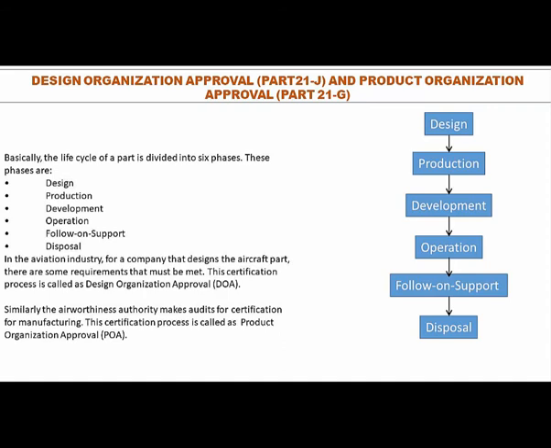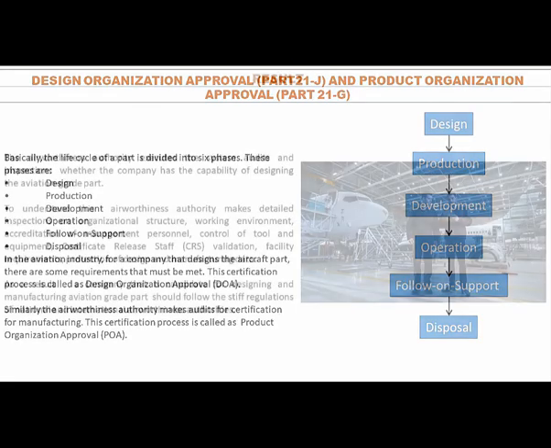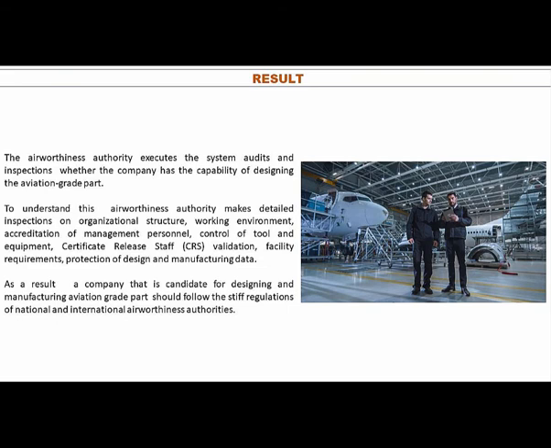Similarly, the Airworthiness Authority makes audits for certification for manufacturing. This certification process is called Production Organization Approval, abbreviated as POA. The Airworthiness Authority executes the system audits and inspections, whether the company has the capability of designing the aviation-grade part. To understand this, the Airworthiness Authority makes detailed inspections on organizational structure, working environment, accreditation of management personnel, control of tool and equipment, certificate release staff validation, facility requirements, protection of design and manufacturing data.